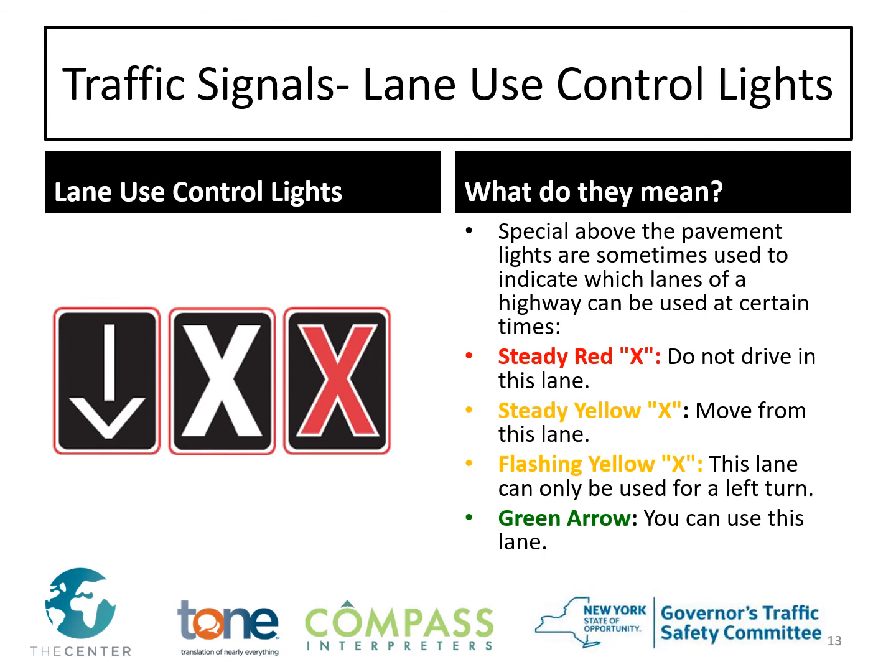Traffic signals. Lane use control lights. What do they mean? Special above-the-pavement lights are sometimes used to indicate which lanes of a highway can be used at certain times. Steady red X: do not drive in this lane. Steady yellow X: move from this lane. Flashing yellow X: this lane can only be used for a left turn. Green arrow: you can use this lane.